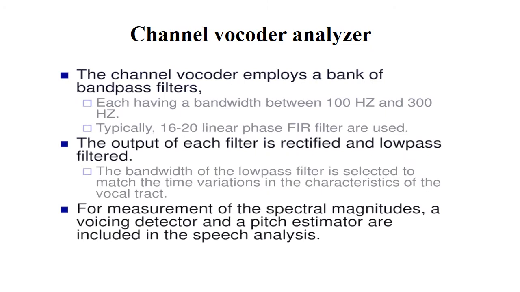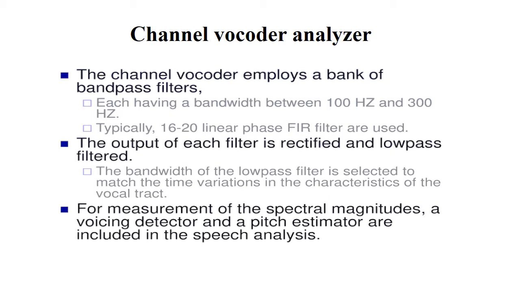Channel vocoder analyzer. The channel vocoder employs a bank of bandpass filters, each having a bandwidth between 100 Hz and 300 Hz. The number typically ranges from 16 to 20, linear phase. Here we are using FIR filters. The output of each filter is rectified and low pass filtered.